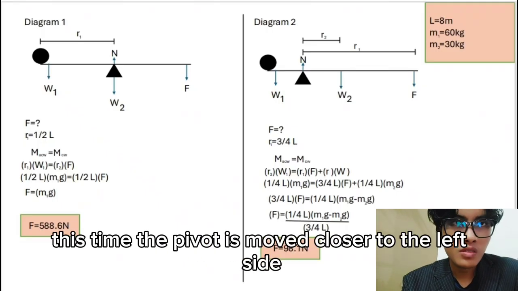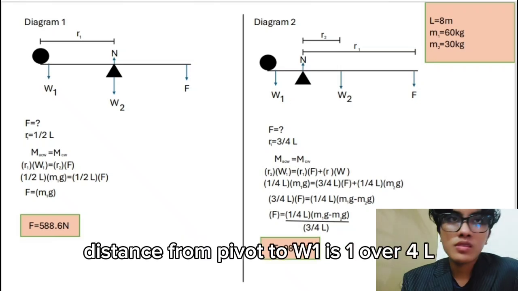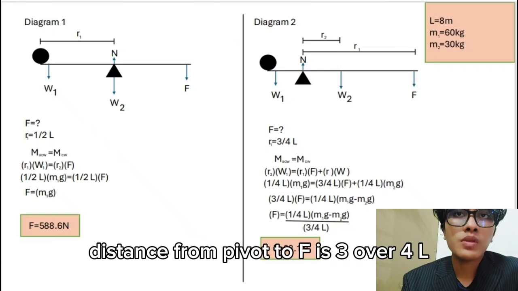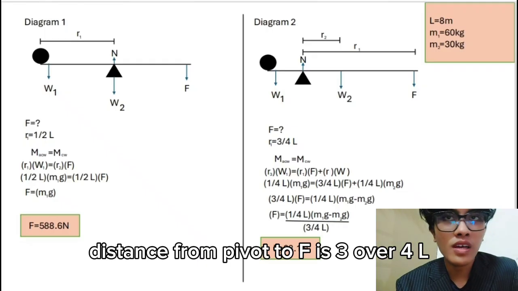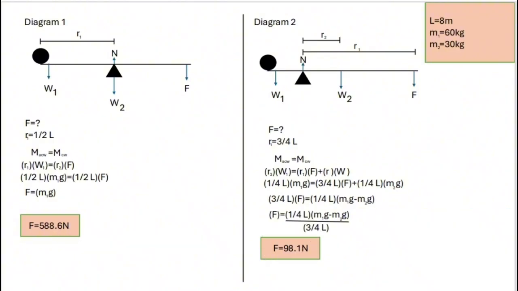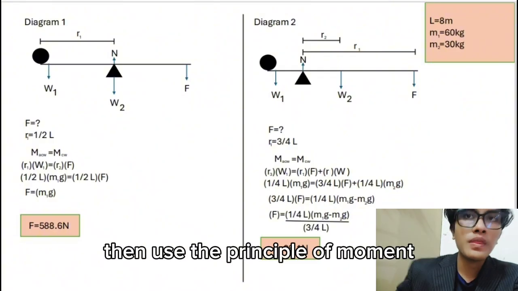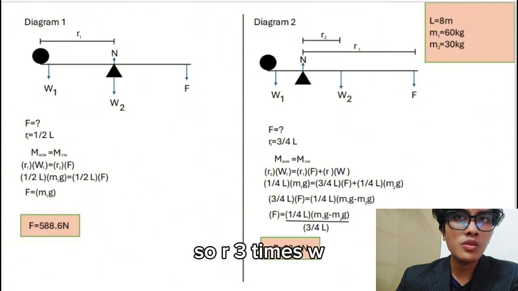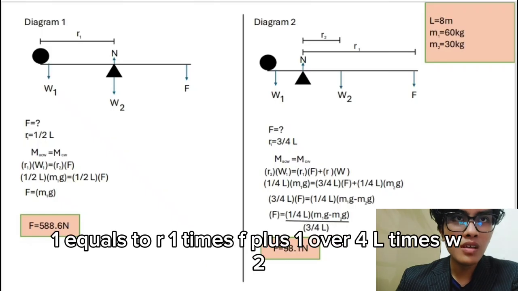This time, the pivot is moved closer to the left side. The distance from pivot to W1 is 1 over 4L. The distance from pivot to F is 3 over 4L. And between the pivot and W2 is also 1 over 4L. We again use the principle of moments. So, R3 times W1 equals R1 times F plus 1 over 4L times W2.